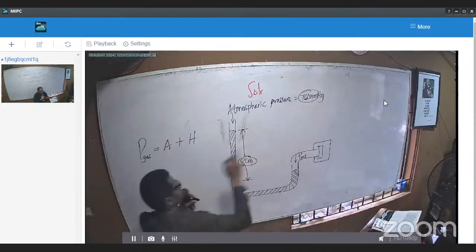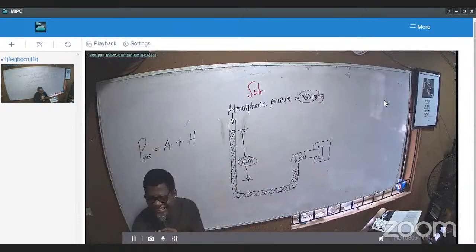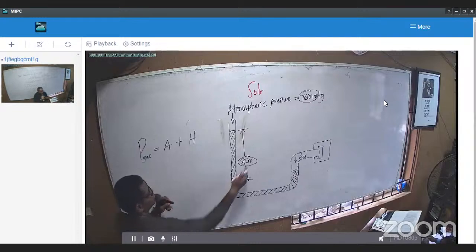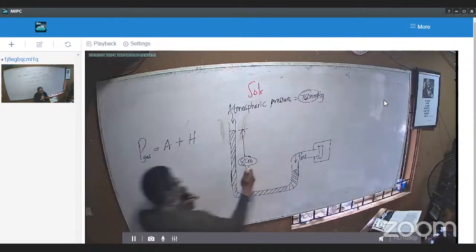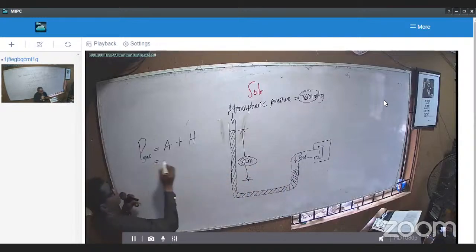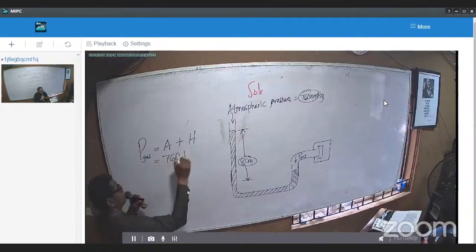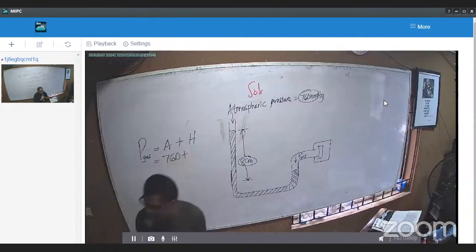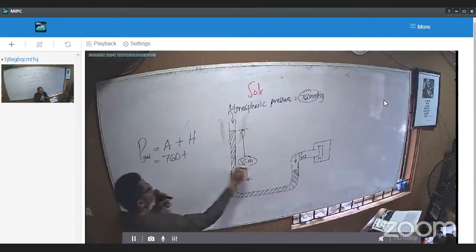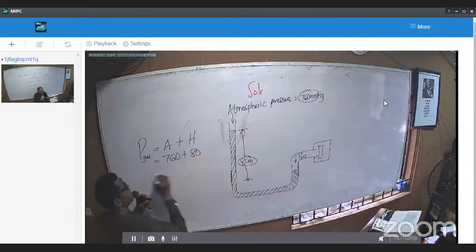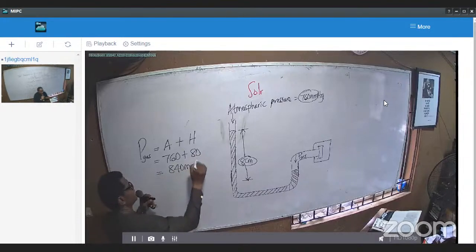That's another question. So option A will be 768. But those are the two, anxious to pick an answer. So be careful of dimensional homogeneity, the unit. So that's 760, and 10 millimeter make 1 centimeter. So I'll convert this 8 centimeter to millimeter, that will be 80. So that's why it will be 840 millimeter mercury. That's the answer. Very simple.